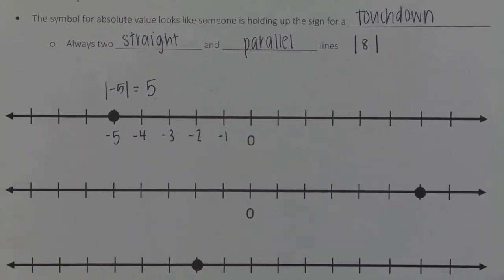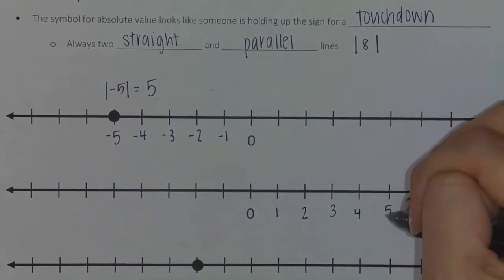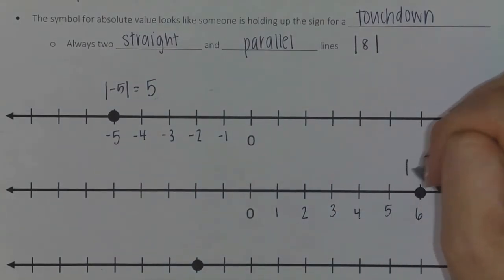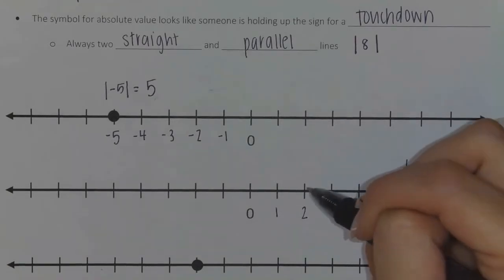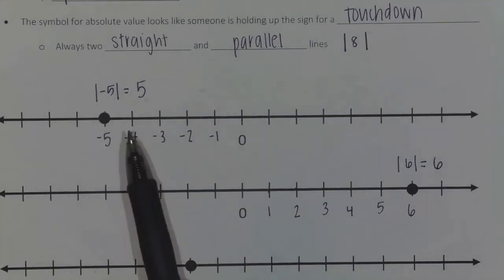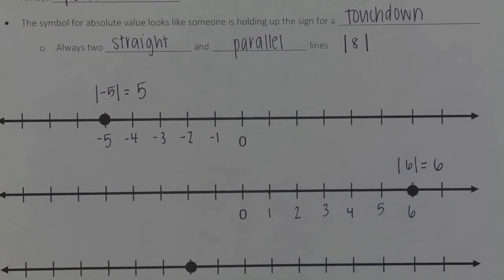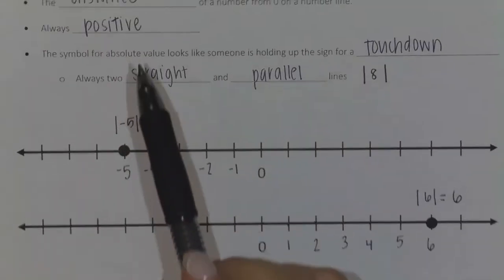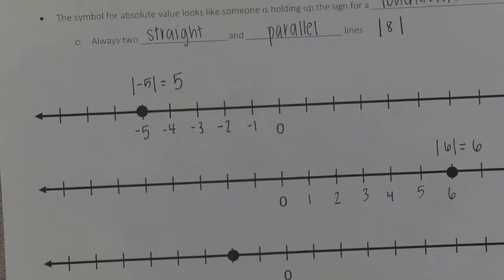Let's do our next one. Here is 0, and so I get 1, 2, 3, 4, 5, 6. If I want to know the absolute value of 6, again, I'm counting how far away it is from 0. This would be 1, 2, 3, 4, 5, 6 spaces away. So the absolute value of 6 is still just 6. It doesn't matter whether I'm finding the absolute value of a negative number or a positive number, I'm always going to get a positive answer because, again, we're measuring distance, and distance is always positive.